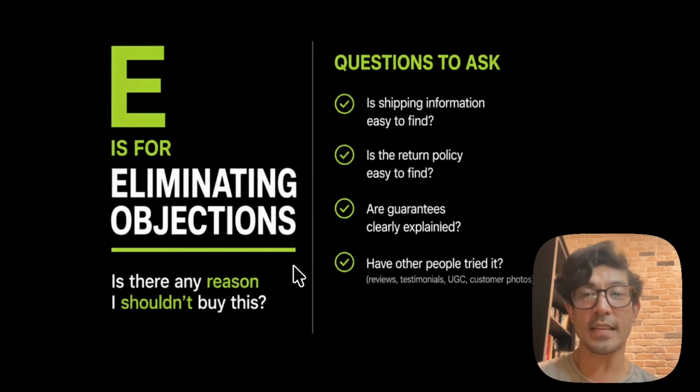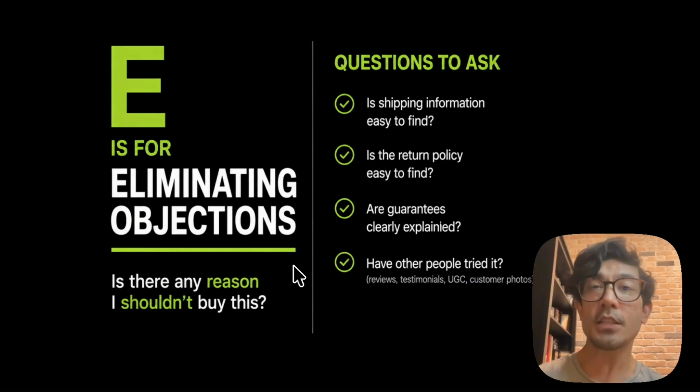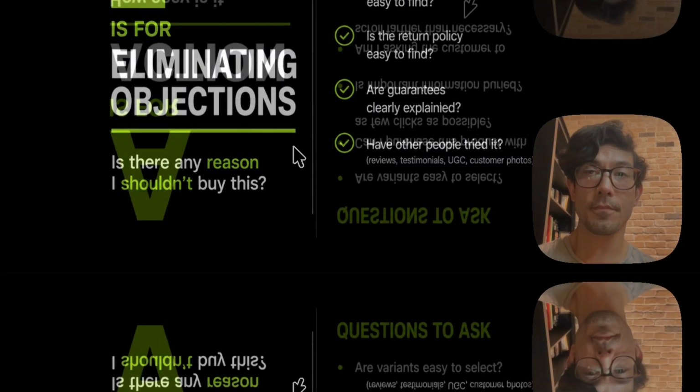So here are some questions to ask. Is shipping information easy to find? I want to know when I go to a website how fast I'm going to get this product. Is the return policy easy to find? Are guarantees clearly explained? And have other people actually tried this thing? Or am I the guinea pig? You need to reduce the perceived risk and overcome any sales objections that the customer may have.